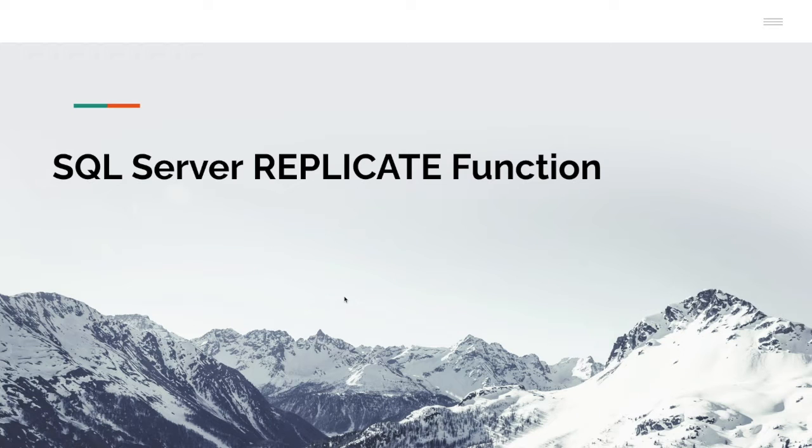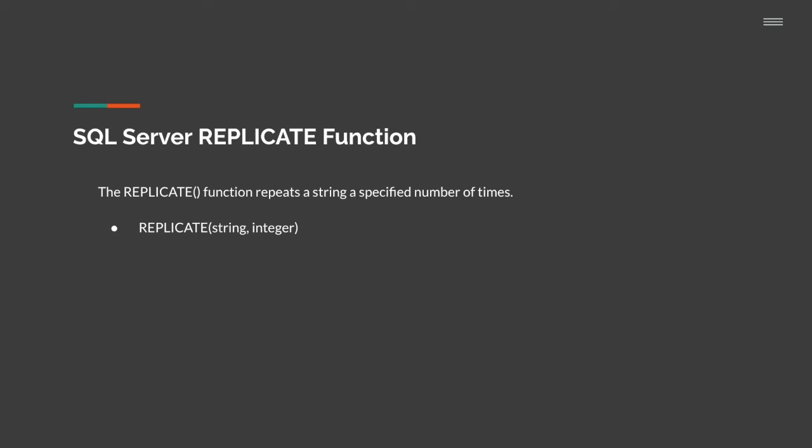Let's take a look at how to use the replicate function that's available in Microsoft SQL Server. The replicate function is a function that repeats a string a specified number of times. Now this function takes two inputs and both are required. You'd first need to provide the string, then you'll need to provide the number of times this string should be replicated. Let's take a look at this in practice to get a better understanding as to how this will actually work.